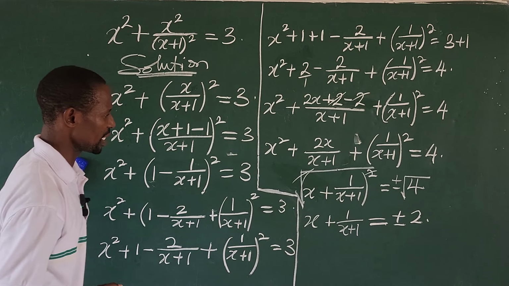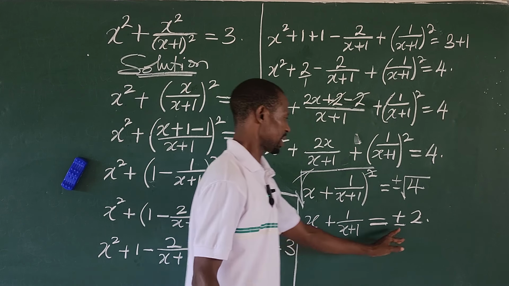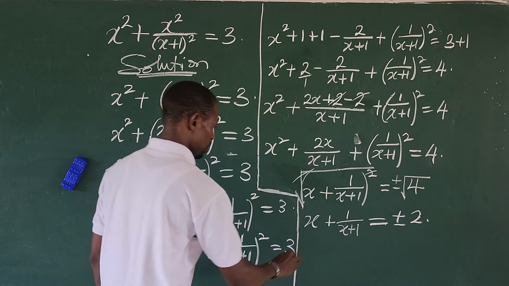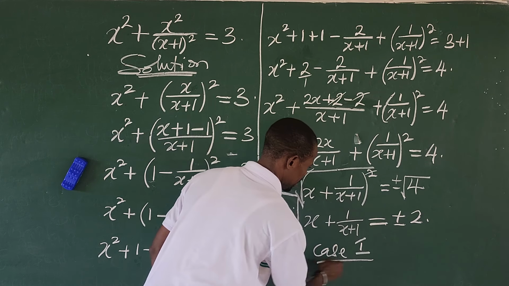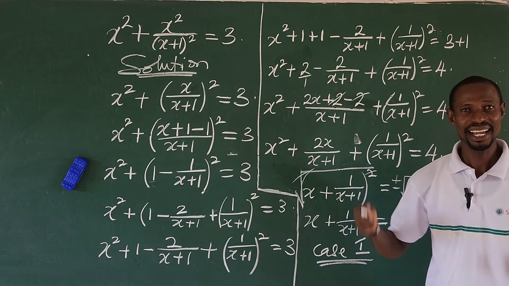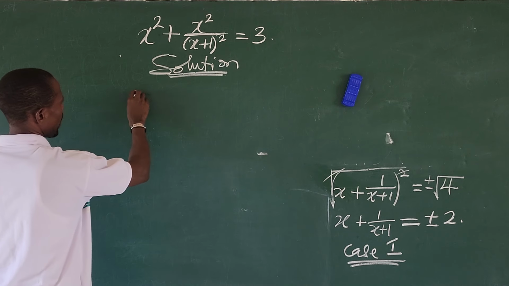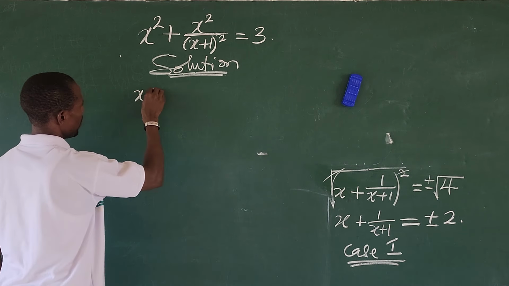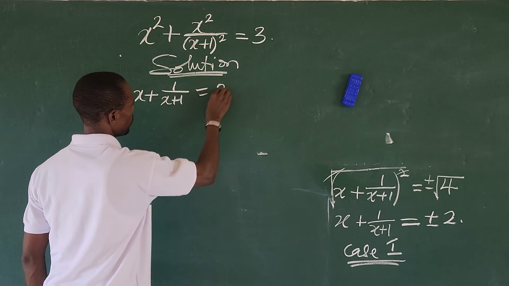So we have two cases from here. The first one is going to take positive 2, and the second one will take negative 2. So let's take our case 1. In our case 1, we're going to take the positive 2. So let's continue on this side and see what this gives us in turn. From here, taking case 1, we have x plus 1 all over x plus 1 equal to 2.